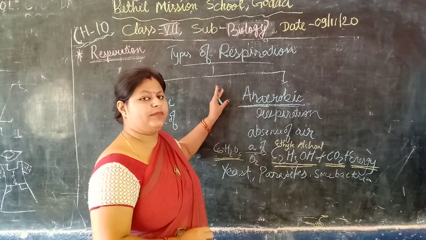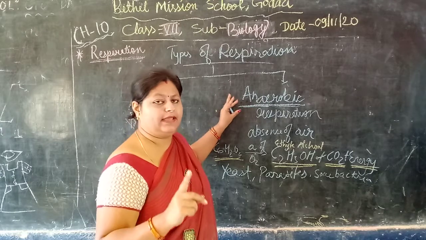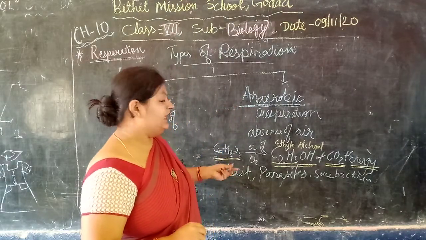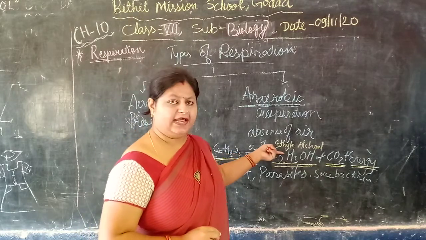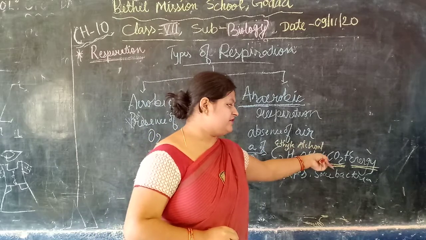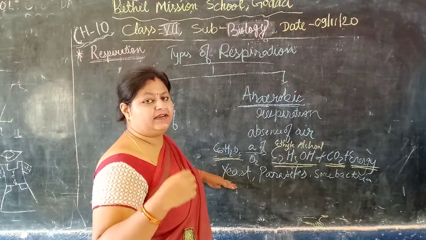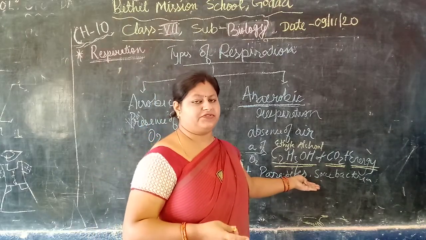So in anaerobic respiration, the respiration takes place in the absence of air, in the absence of oxygen, and in this respiration the glucose converts into ethyl alcohol plus carbon dioxide plus energy. This mostly takes place in yeast, parasites, some bacteria, etc.